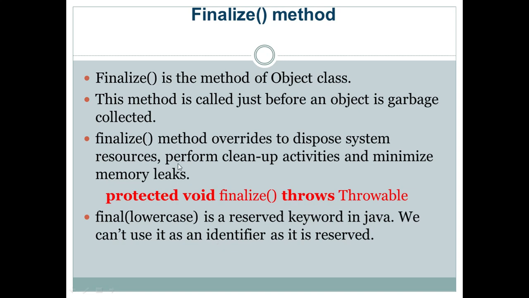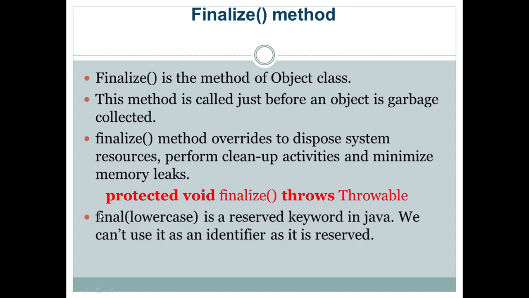Now next point is the finalize method. So what is a finalize method? This is a method of the Object class, and it is called before an object is garbage collected. Before the garbage collection, we have to use the finalize method. The finalize method is overridden to dispose system resources, perform cleanup activities and minimize memory leaks, right?